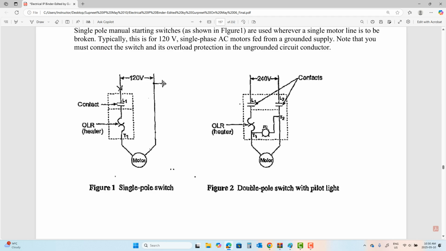Where are overloads mentioned in your book? 28306, I need you to go there, please. On 28306, it clearly says if the service factor is 1.15 or more, my multiplier is 125%, otherwise my multiplier is 115%. He's talking about these overloads that we are talking about.